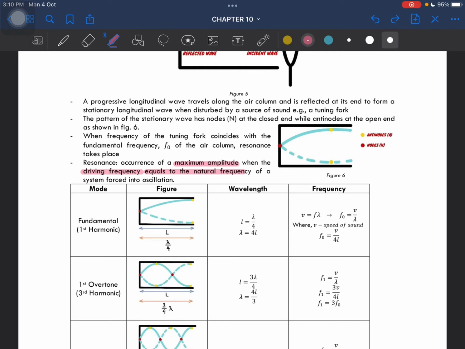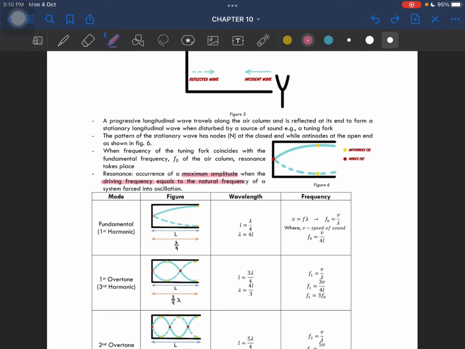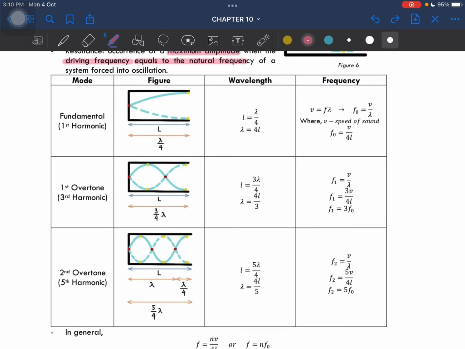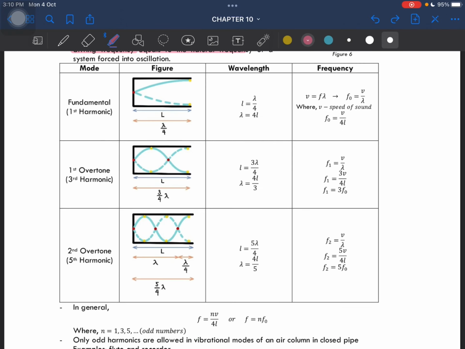Okay? Alright, so now let's look at the closed pipe. So for the closed pipe, if they ask you to find the wave speed, it is for the stretched string only. It's not for, oh never mind, it is for stretched string only.